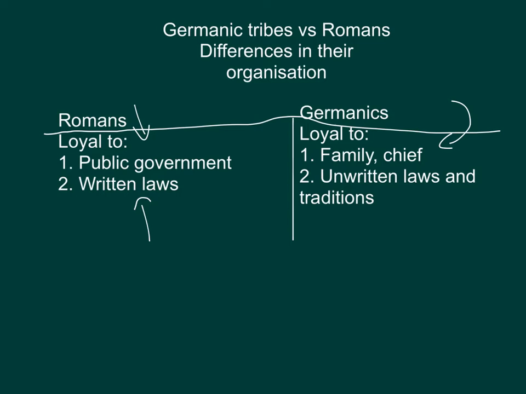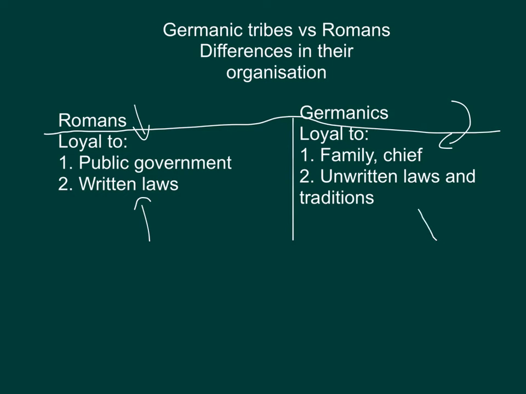You should be able to see that this is a big difference between the Romans and the Germanics, because obviously Romans were loyal to their own families, but they were willing to take instructions from people who they don't necessarily know personally, that are in charge of organizing the government and organizing society, whereas the Germanics were not. They were only interested in listening to their chief and their family, protecting their family and fighting for their family. This is the main difference.